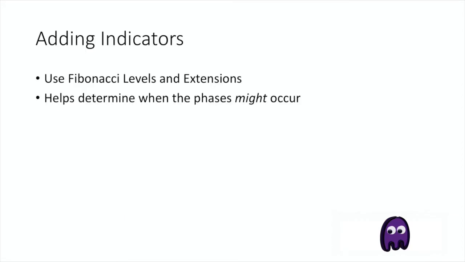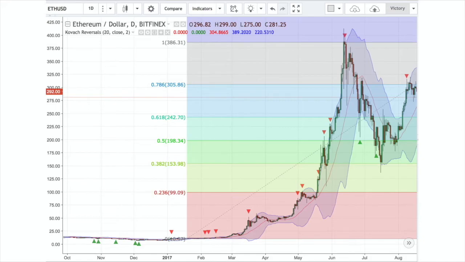Adding indicators. We want to use Fibonacci levels and extensions. This helps us determine when the phases might occur. For example, returning to Ethereum, if I anchor my Fibonaccis at the high and the low here, I can anticipate where this asset may drop and where I might see a rejection. That is, when the bulls may come back to life.